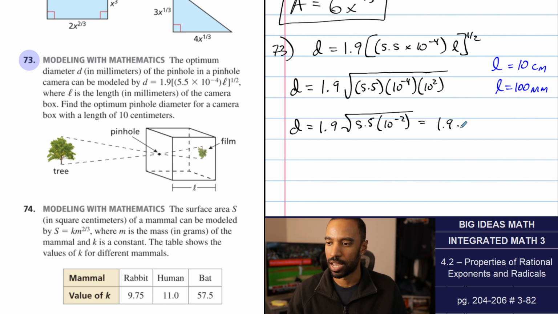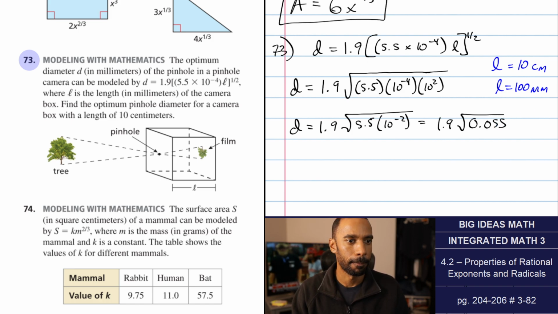Hold on. 1.9 times the square root of 5.5 over 100. So that would be 0.055. So 0.055. Let me try that in the calculator and see what kind of number we're dealing with. 0.055. Let's try 1.9. I got this.